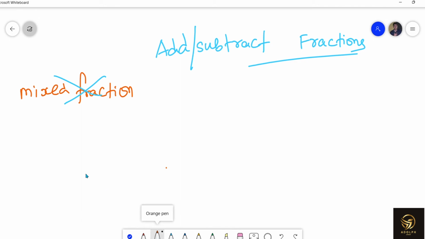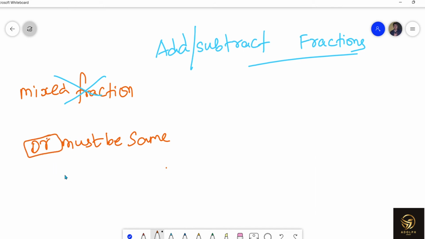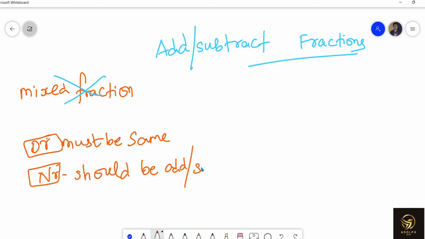So what are they trying to say here? The denominators must be the same. So the fractions that we are going to add should have the same denominator. Dr refers to the denominator. Then the next thing is we have to add the numerators. So numerators should be added. This is the condition we have. If it is addition, we have to add it. If it is subtraction, we have to subtract it.